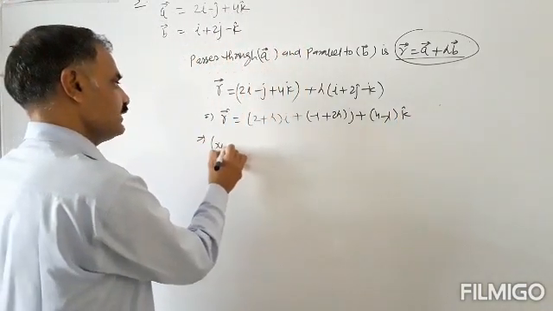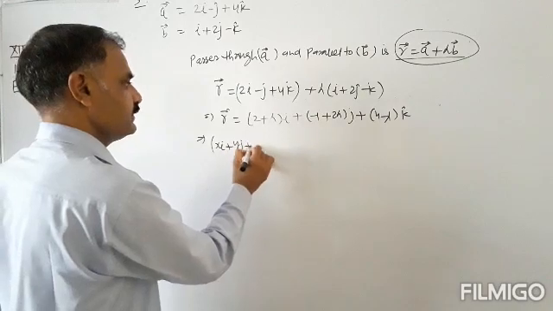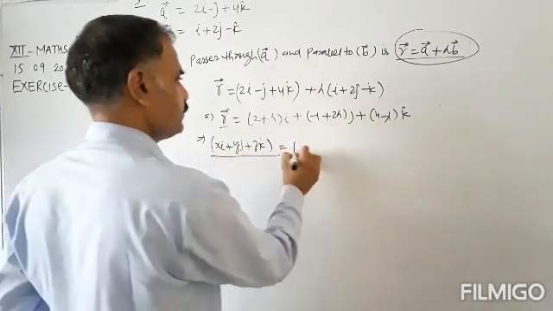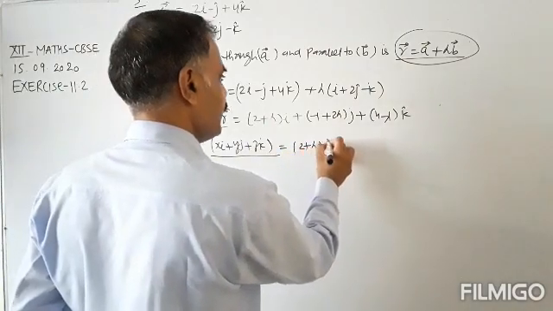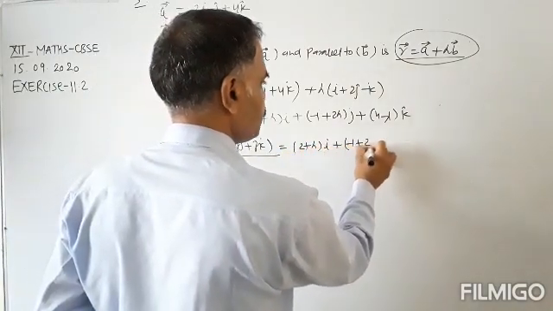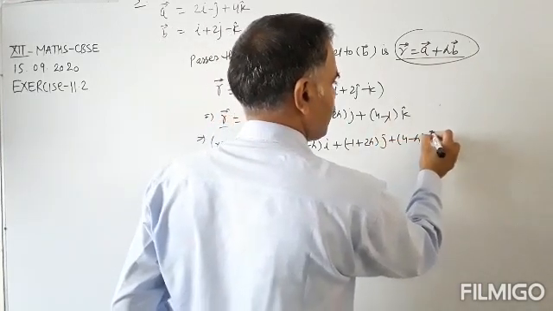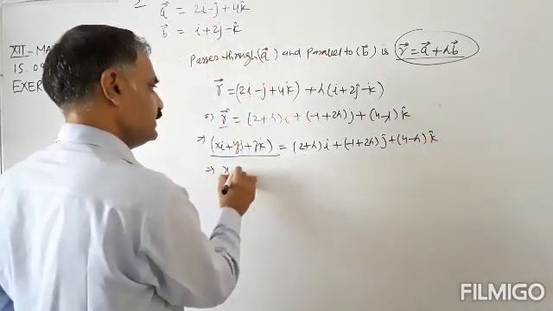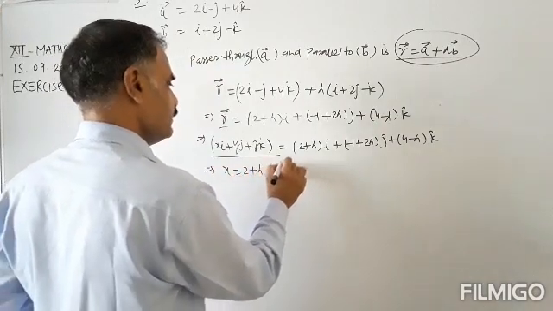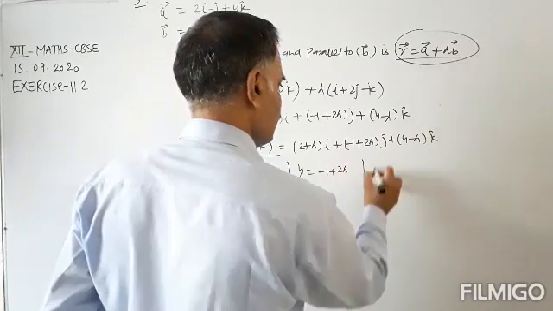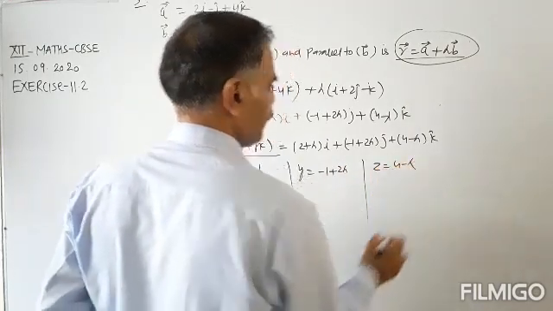Comparing this with x i cap plus y j cap plus z k cap, r vector is equal to (2 plus lambda) i cap plus (minus 1 plus 2 lambda) j cap plus (4 minus lambda) k cap. So x is equal to 2 plus lambda, y is equal to minus 1 plus 2 lambda, and z is equal to 4 minus lambda.